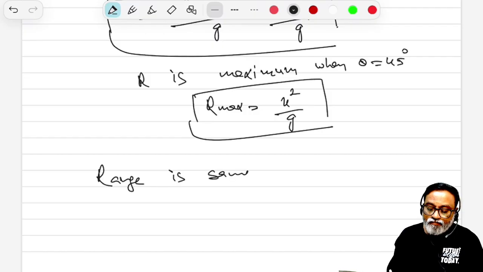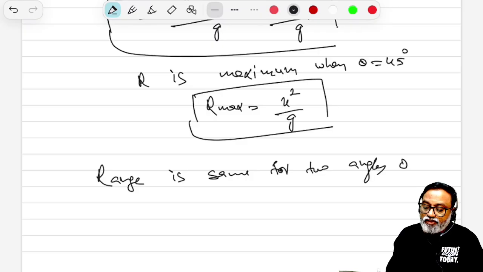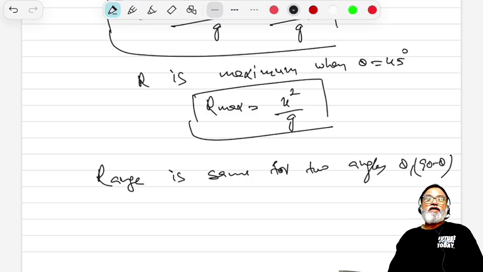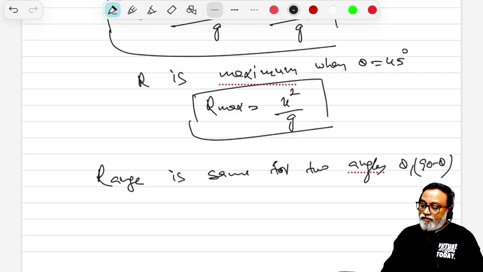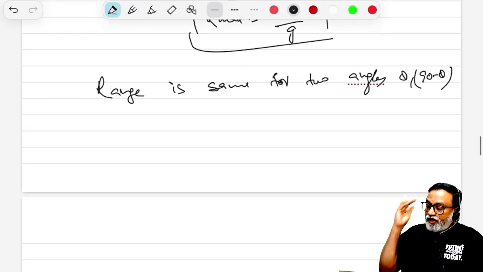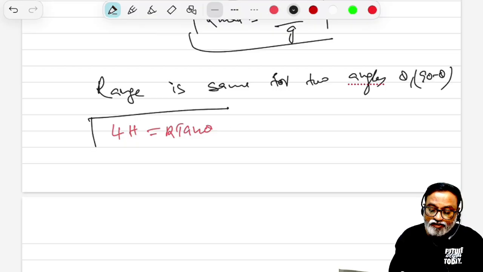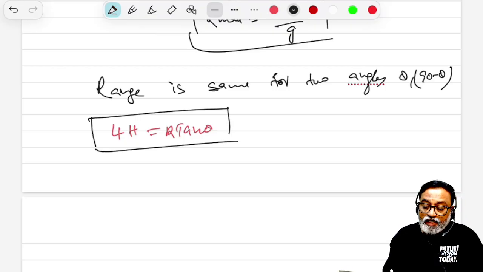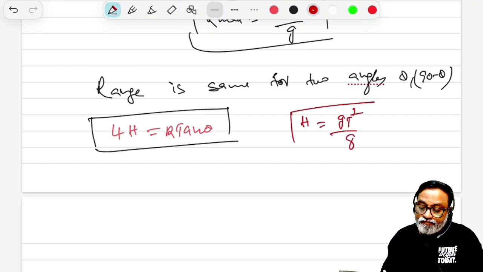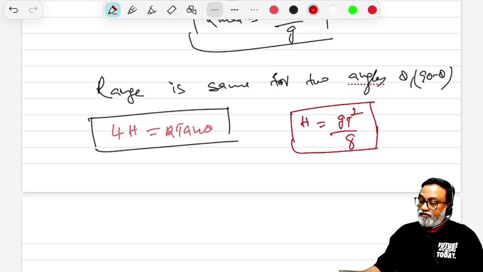And also, range is same for two angles, theta and 90 minus theta. These two are complementary angles. These angles are called complementary angles. Another important thing, there is an important relation between maximum height and range. 4h is equal to R tan theta. Very important relation. And another relation, h is equal to g t square by 8. This is also another relation.